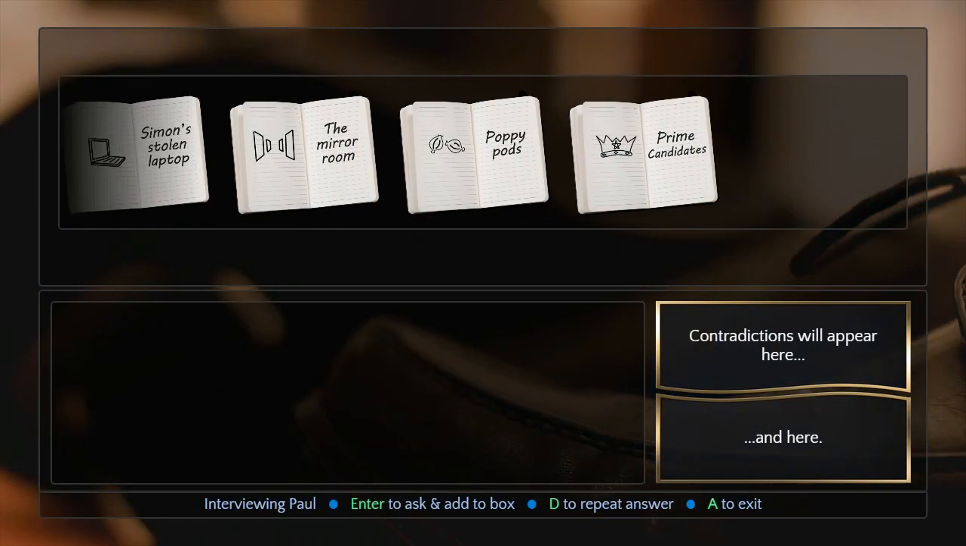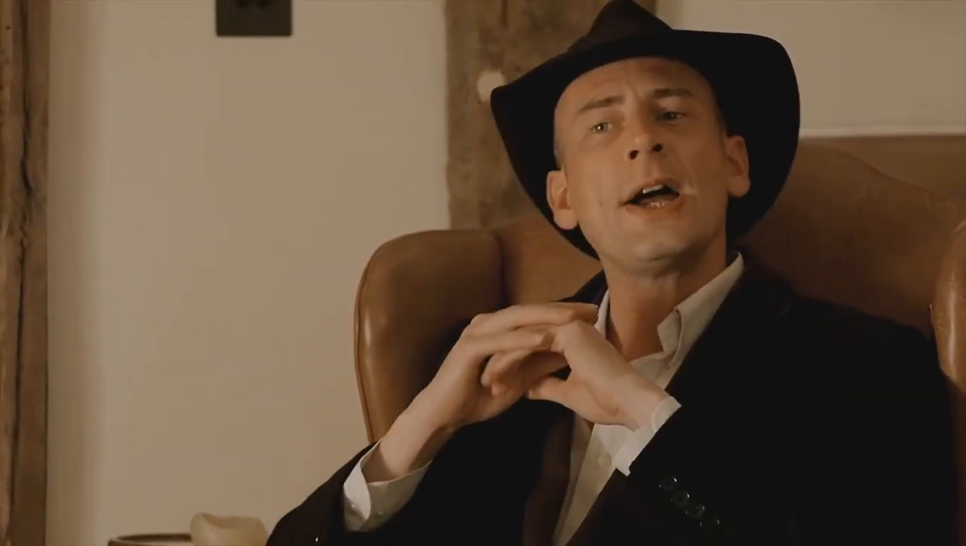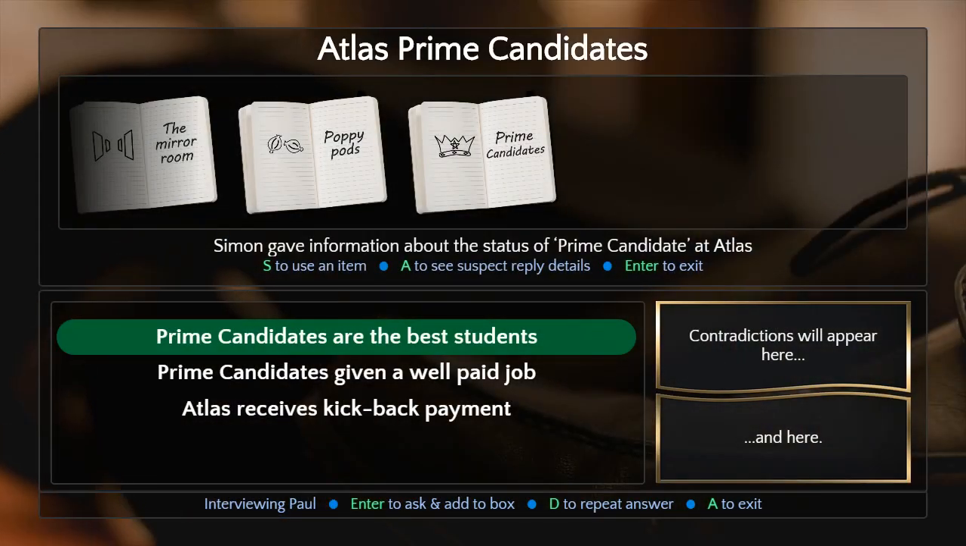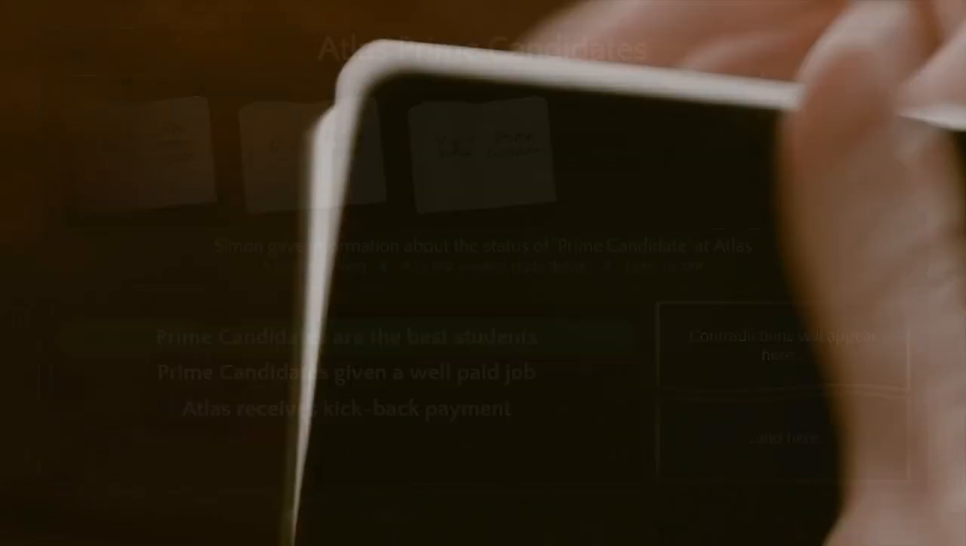Ask about a few more things, please. What are prime candidates? The best of the bunch. The peaches. And so what does it mean to be a prime candidate? Success. We have a special relationship with many major international companies. We provide them with our best students. And they get an instant job. And what do you get out of it? Well, it's a little kickback. It's just business, Inspector. That's all for the moment, thank you.